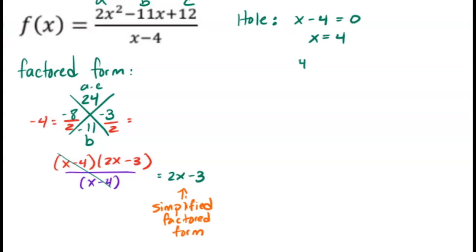No. So before we take out the hole, plugging in 4 is not going to work. It's going to tell us error in the calculator. So instead, we plug 4 into the simplified factored form. So we have 2 times 4 minus 3. And what do we get? So what is our coordinate point for this hole?